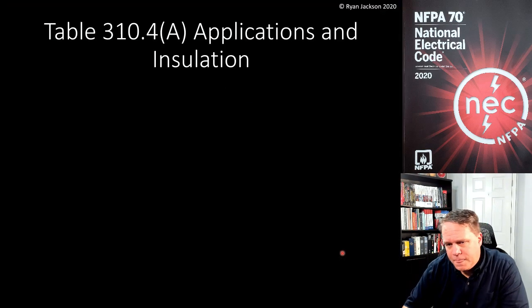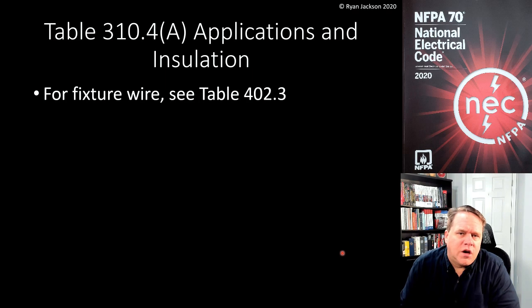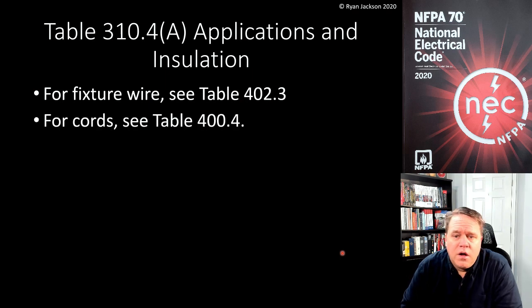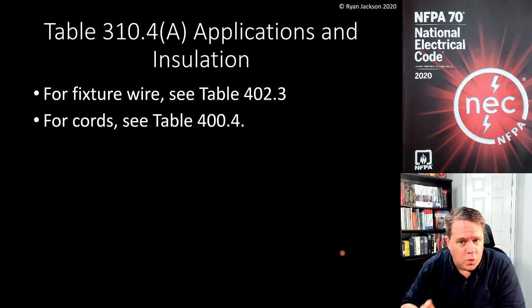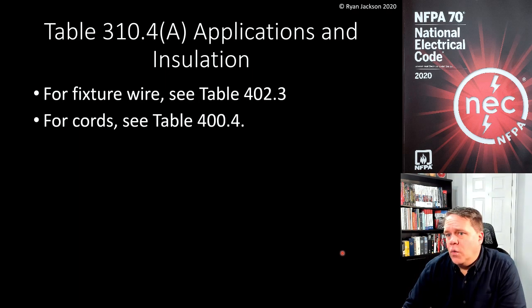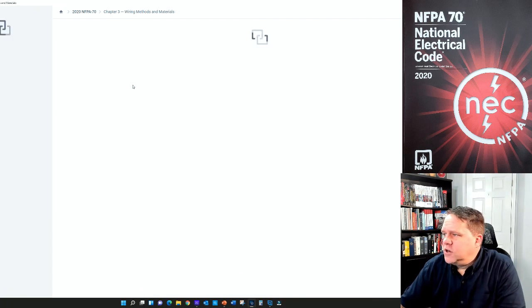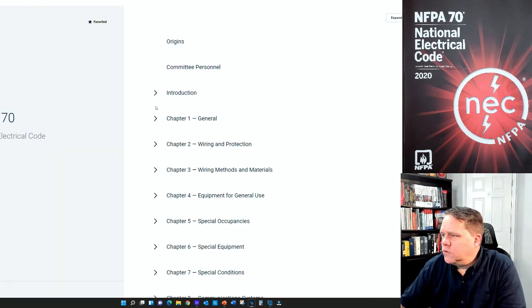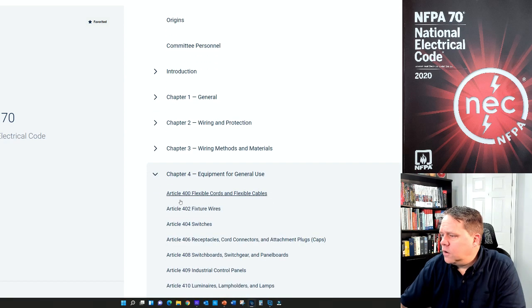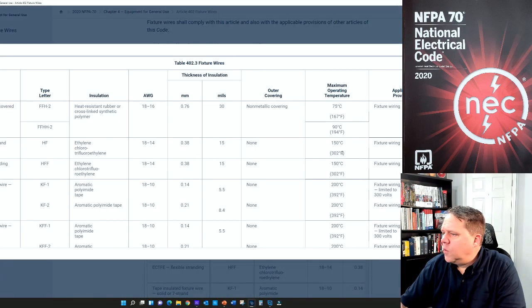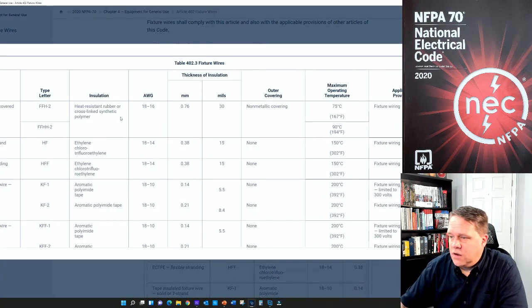While we're on the subject, let's talk about a couple of other code articles that are worth mentioning. Table 402.3 for fixture wire and table 400.4 for cords are very similar to the tables that we just talked about. So let's go ahead and open our code back up, and let's go to chapter 4. We'll start with 402.3 for our fixture wire. Not too often that we install fixture wire, but we do once in a while, so it's worth understanding at least what it is and how to use the table.